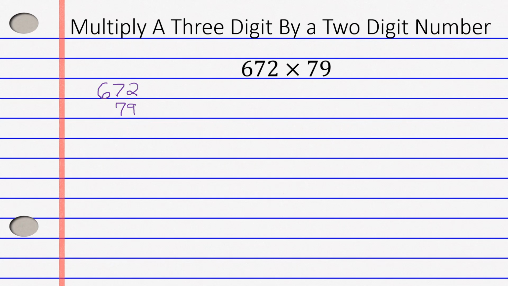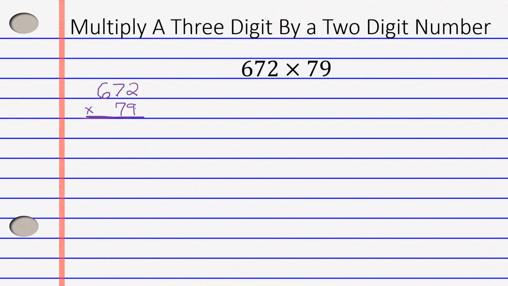I'm going to draw a bar underneath the two to separate the multiplication from the result of the multiplication. And I'm going to write an X to represent a multiplication symbol between the two numbers. Now we have our problem set up, and we're going to start with the ones place of the smaller number on bottom.